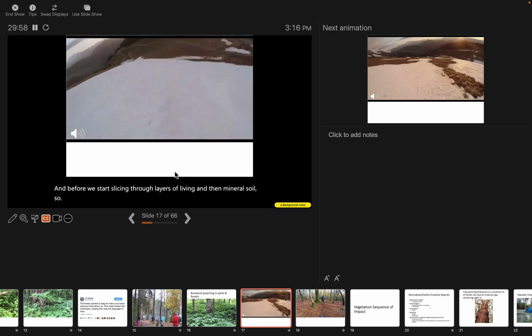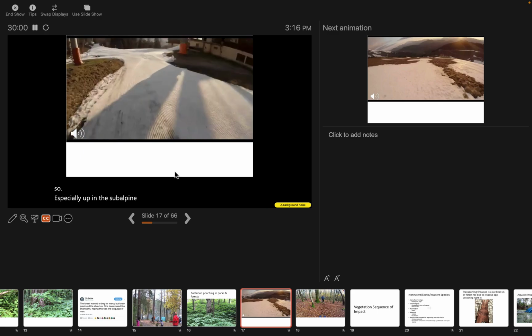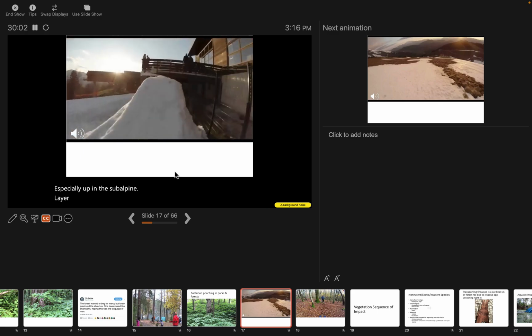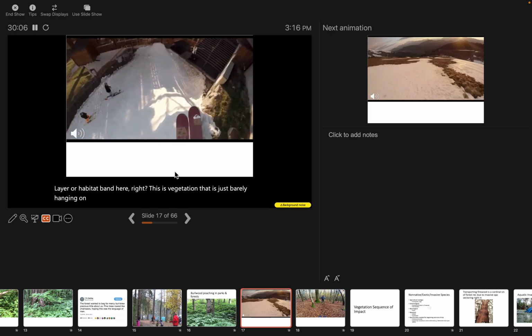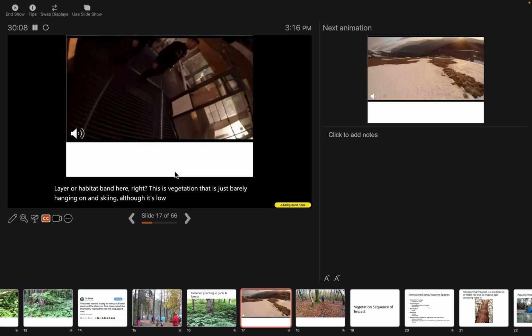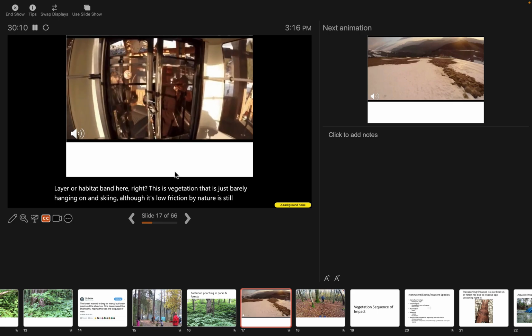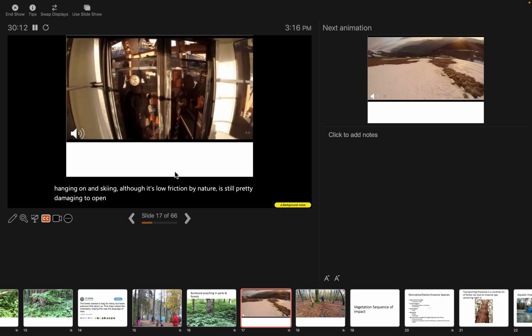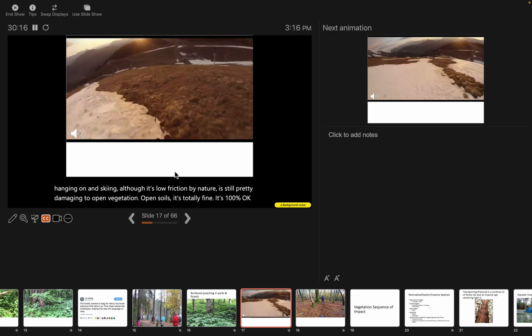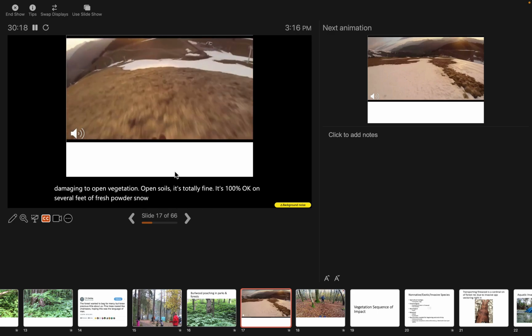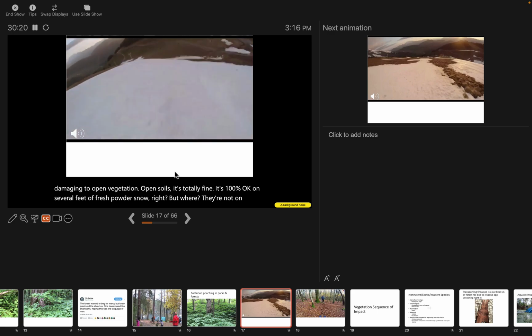So especially up in the subalpine layer or habitat band here, right, this is vegetation that is just barely hanging on, and skiing, although it's low friction by nature, is still pretty damaging to open vegetation, open soils. It's totally fine. It's 100% okay on several feet of fresh powder snow, right? But where they're not on snow, problem. Big problem.